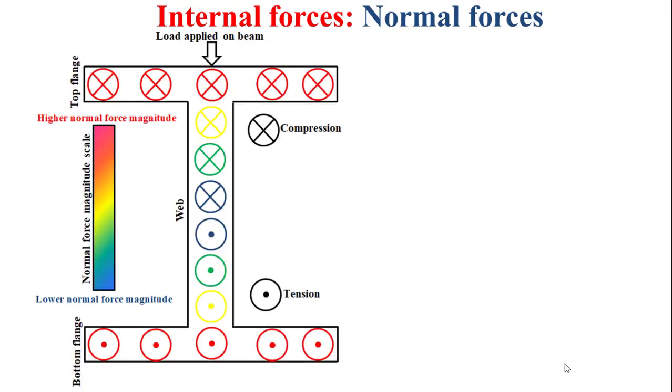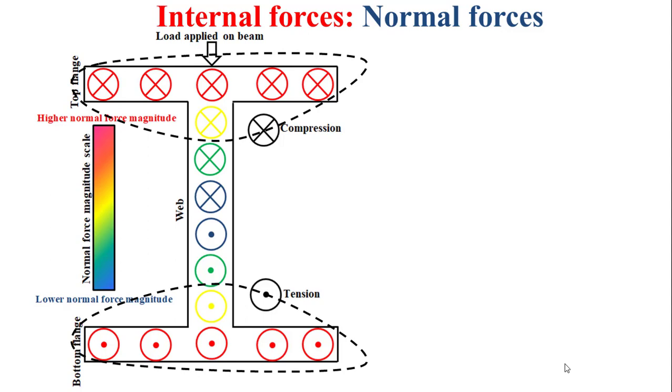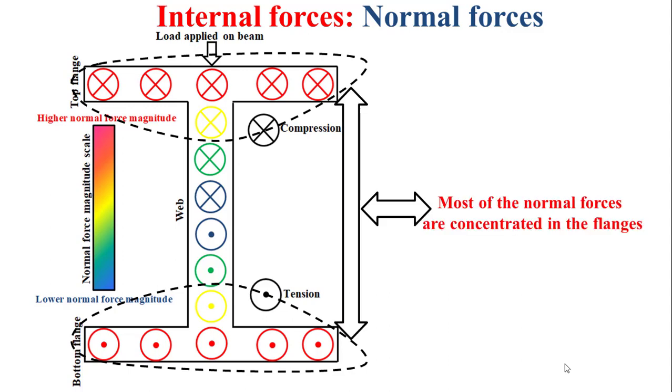For the normal forces, they are depicted by the figure that you see in this slide, and as you can notice, higher normal force magnitudes are located in the flanges. The compression force is located in the top flange because it is on the side of the applied load, while the tension normal force is located in the bottom flange because it is on the opposite side of the applied load. And the lower normal force magnitudes are located in the web. This means that most of the normal forces are concentrated in the flanges.